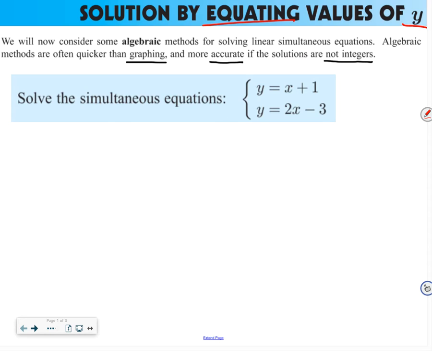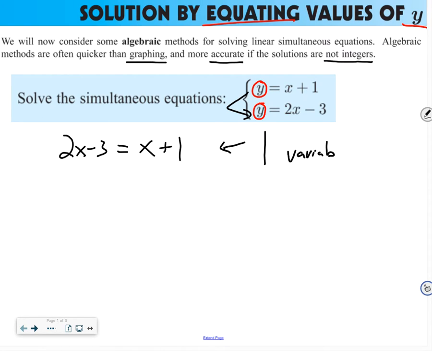Okay, so in this first example we have y equals x plus 1 and we have y equals 2x minus 3. Well, if both these equations are equal to y, by the transitive property, they must be equal to each other if we want to find an x and y equal to each other. So the transitive property says, if y is equal to x plus 1 and y is equal to 2x minus 3, we can say that 2x minus 3 is equal to x plus 1. So notice now we have an equation with one variable.